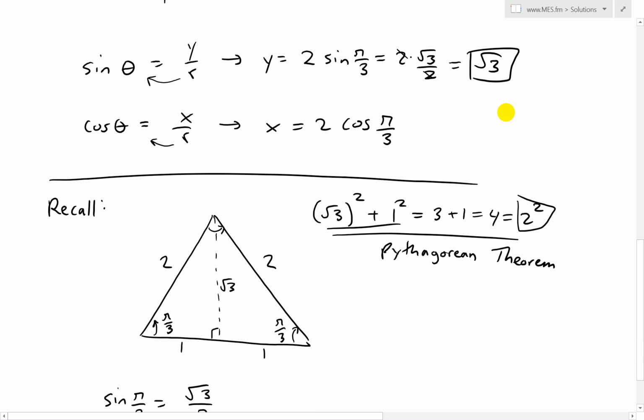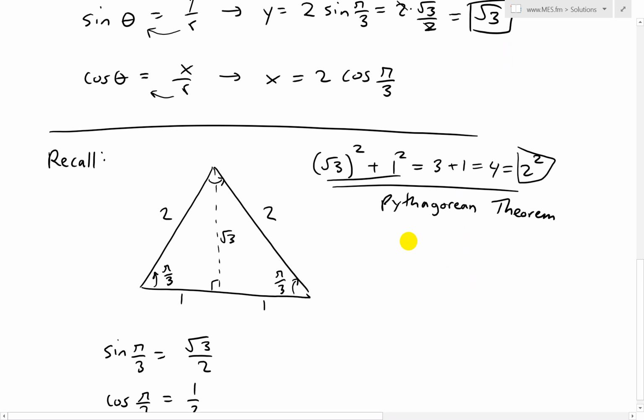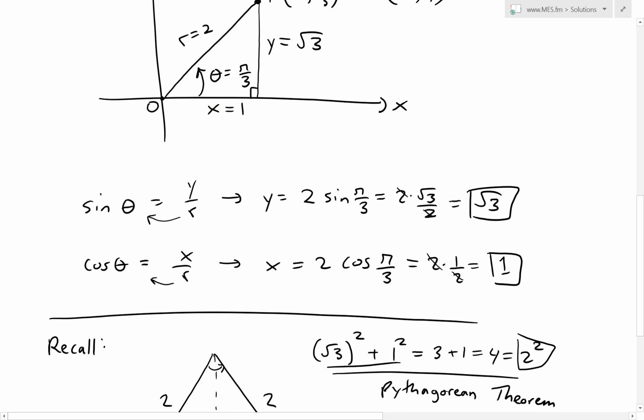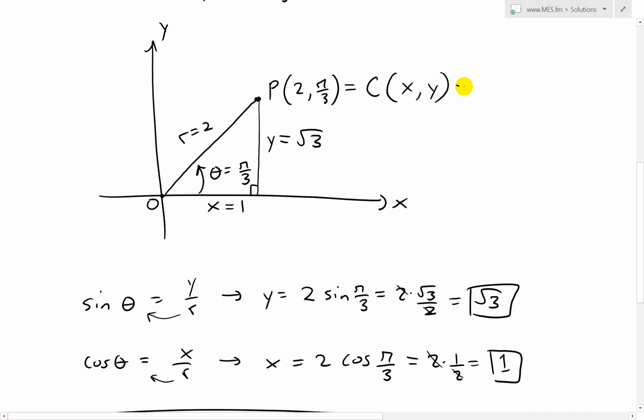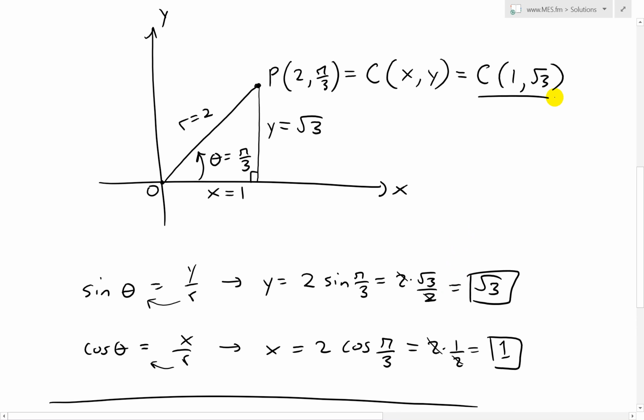And the x coordinate equals 2 times cosine, which is 1 over 2. The 2's cancel, and we're left with 1. So the x-coordinate equals 1. Then this point, I'll write it as C for Cartesian, is 1 and square root 3. And that is our point over there.